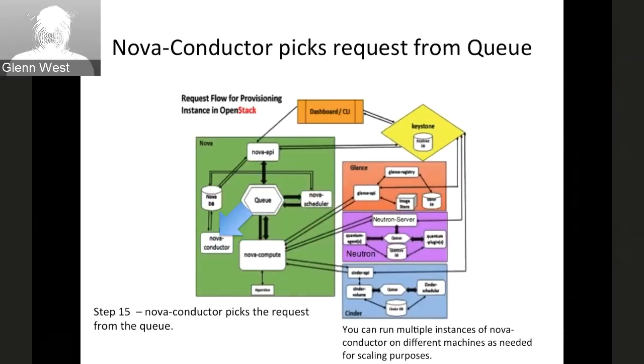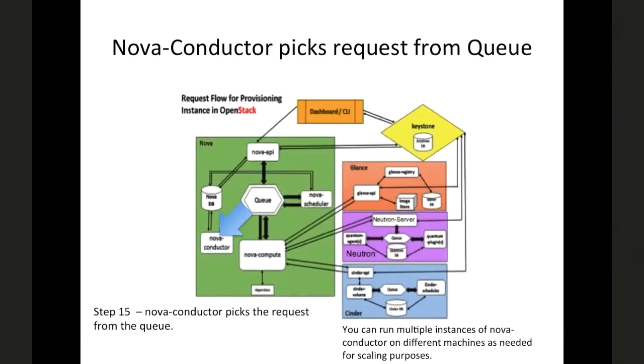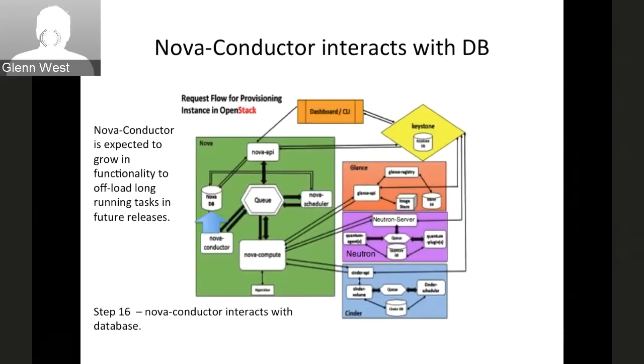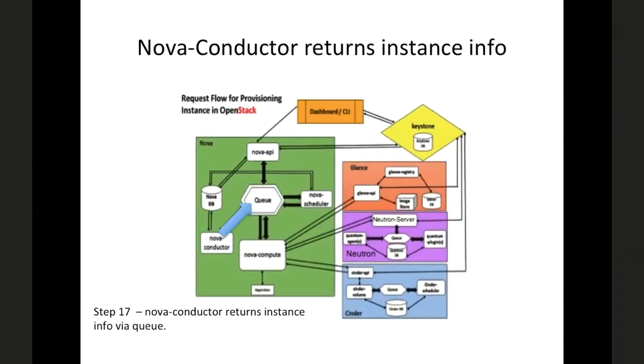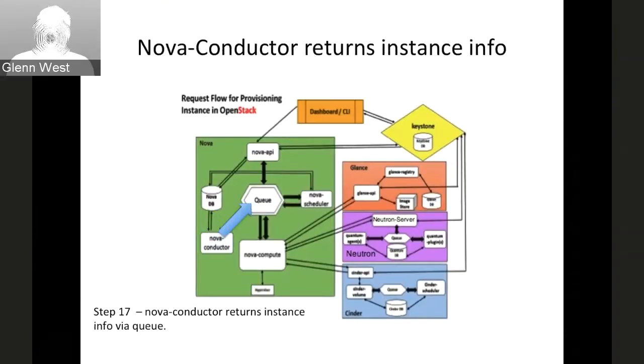So we get the request. We interact with the database. And this was the note I was saying before, that as Nova Conductor expands in the future, long-running tasks will actually get moved into Nova Conductor, and it'll be more than just a proxy. For now, it's effectively a proxy. So we get the instance information. Notice we're in step 17 already.